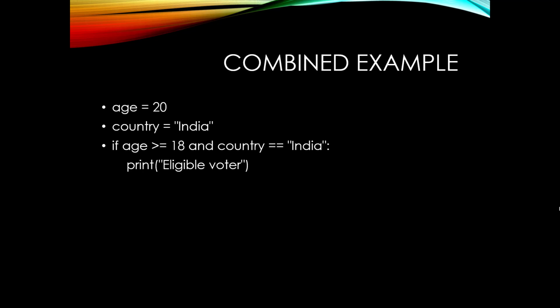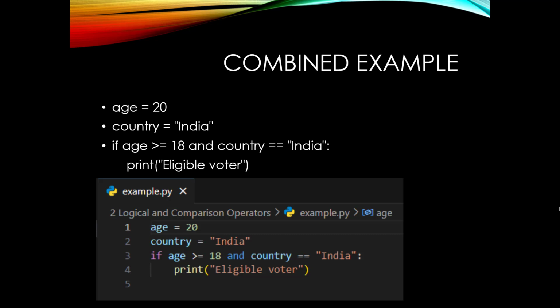Let's combine all of these together. Age equals 20. Country equals, let's say, India. I am from India. So if age is greater than or equal to 18 and country equals India, you can print eligible voter. So now, if both the conditions are true, then only the message will be printed.